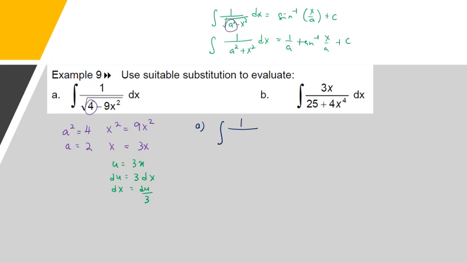Integrate 1 over 4 minus 9x square dx is equal to, okay, substitute balik dia punya tu. 1 over, okay, kat sini a square minus x square ataupun u square. Okay, sebab u square lah. U square dx is equal to du over 3.